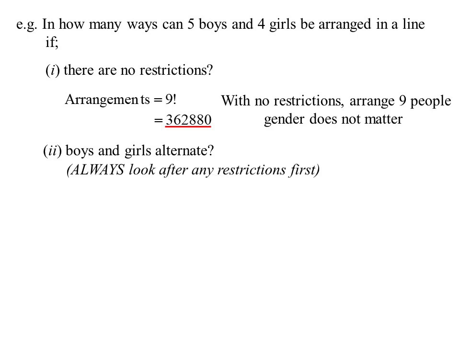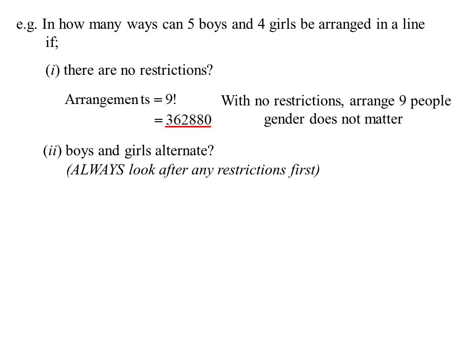Always look after any restrictions in the problem first. Think about what is the restriction. And there is a restriction. There is a decision that needs to be made. What is the first decision that needs to be made? Over there in our corner, we have 5 boys, 4 girls. What is the first decision I have to make before that?